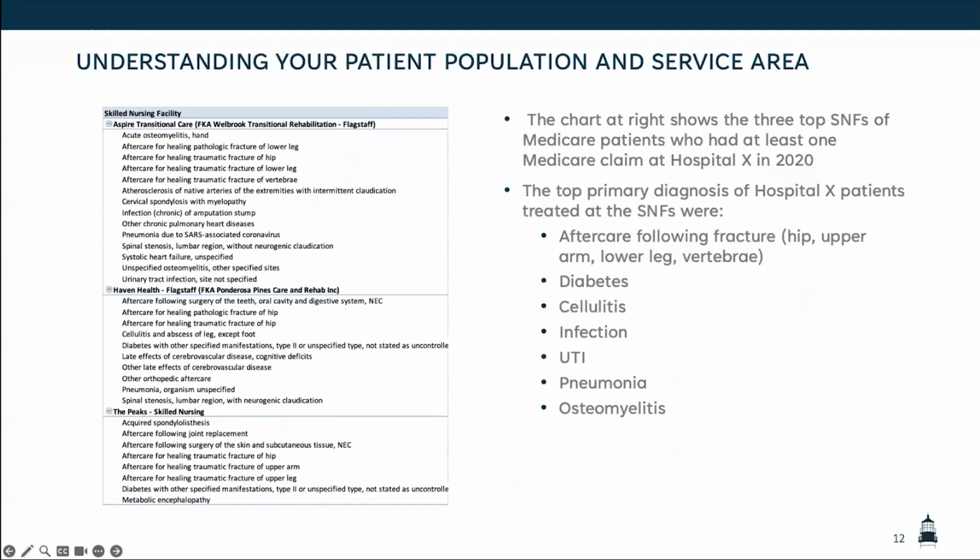It is really important. And so, interestingly, we looked geographically at a few of the skilled nursing facilities around this hospital, where the majority of their skilled services were going. And you can see, publicly available Medicare claims data can show the different diagnoses for skilled nursing facilities particular to this hospital's referrals. Aftercare for fracture, whether it's hip, arm, leg. There was diabetes or cellulitis, infection, UTI, pneumonia, osteomyelitis, all diagnoses for skilled services that this hospital could have captured if they had a swing bed program.